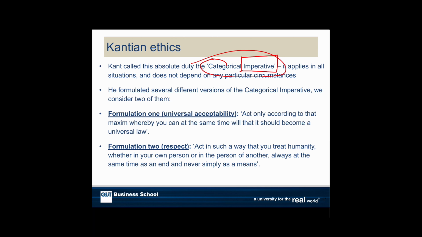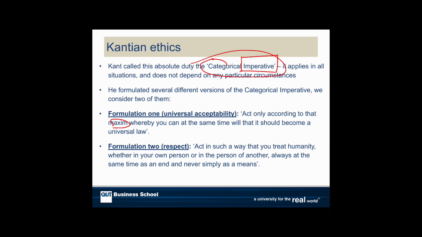So formulation 1, universal acceptability. If a rule or a maxim is ethical, then everyone should be able to do it all the time. So act according to a rule, a maxim, whereby you can at the same time will that it should become a universal law. So you should only do things in line with rules that everyone can do all the time. If not, we start to get inconsistency.